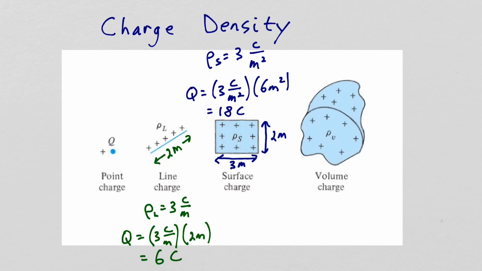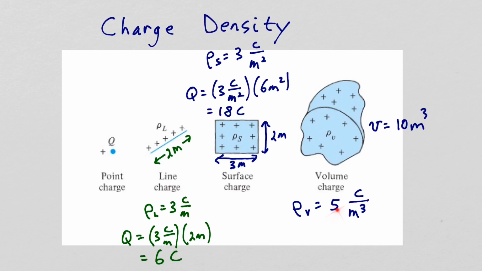Our final charge density is volume charge density, and it is indicated with the symbol rho with the subscript V. Volume charge density is the amount of charge per cubic meter. As an example, let's say we have 5 coulombs per cubic meter. That means for every cubic meter you're going to have 5 coulombs of charge.